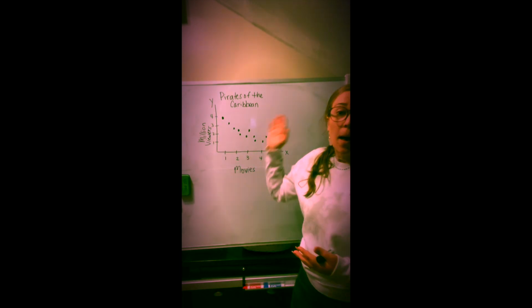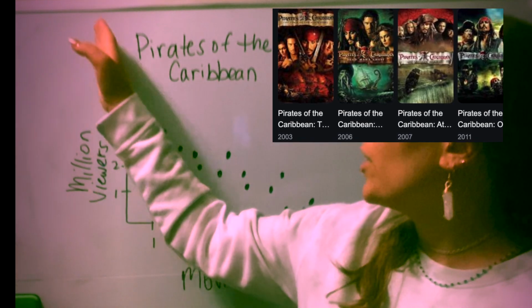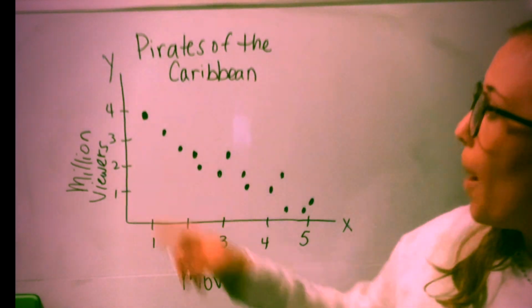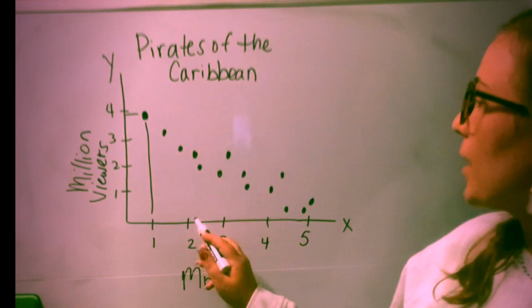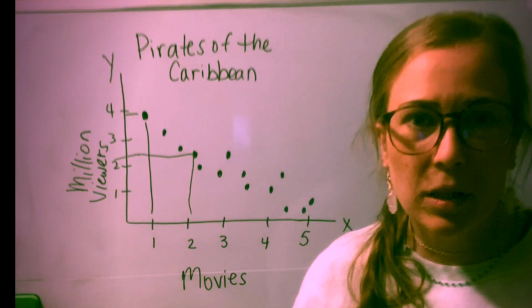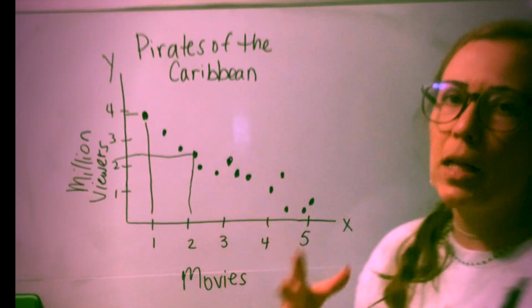So let's study this one, Pirates of the Caribbean. Here on the X-axis we have the movies, and here we have the number of viewers in millions. So let's take a look. The first movie, the first one that came out, about 4 million viewers watched it, okay? As the second movie came out, approximately maybe 2.25 million watched it. And so that's kind of how you read this graph. You still go up and over to get an approximated answer.